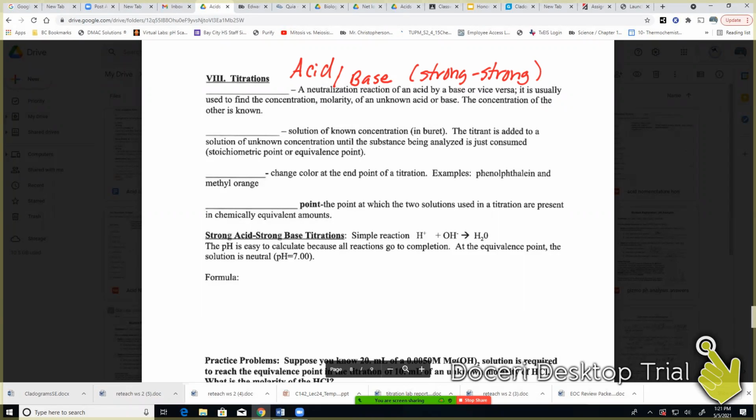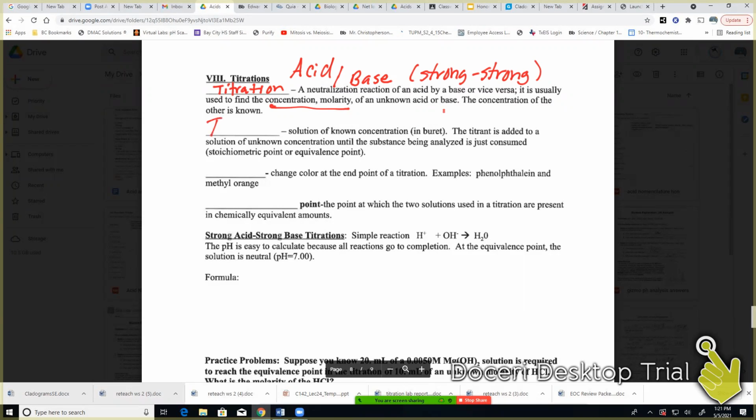So a titration is a neutralization reaction of an acid by a base or vice versa. And you're usually doing it to find the concentration, or the molarity, of your unknown acid or your unknown base. And you would know the concentration of the other one. So if I was trying to find the acid, you'll need to underline this, if that was my unknown, then that means I would have to know the molarity of the base. You can't not know the molarity of both of them.